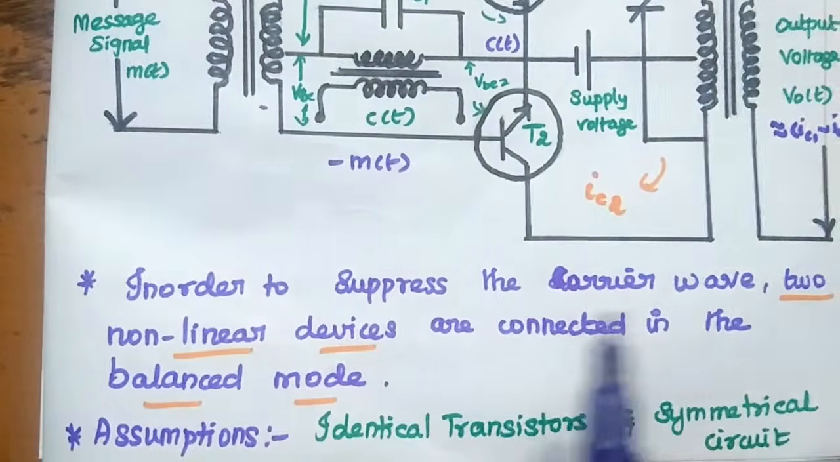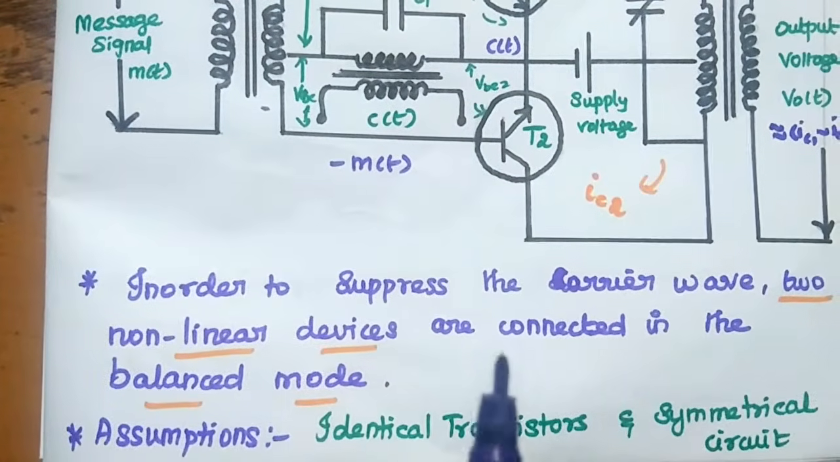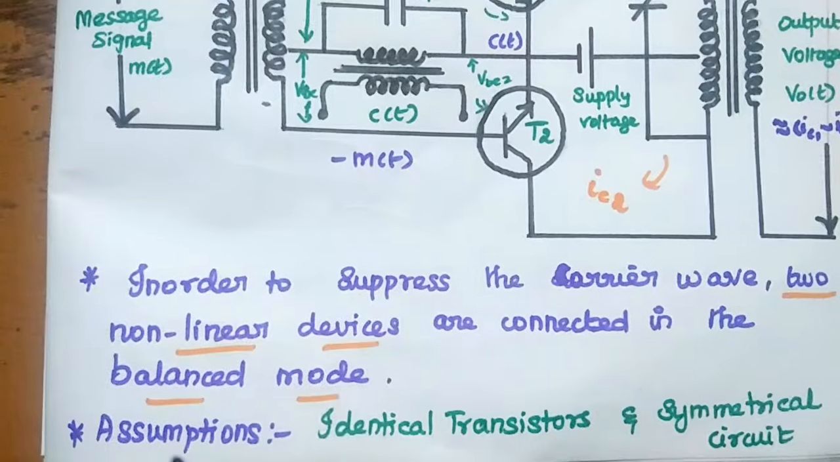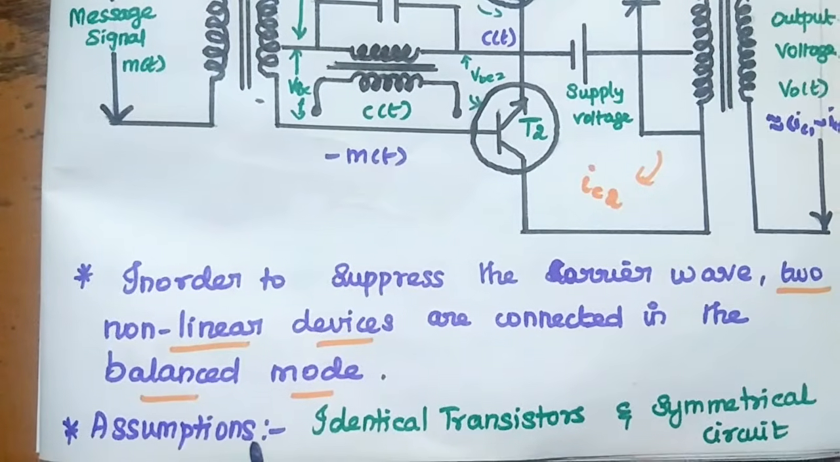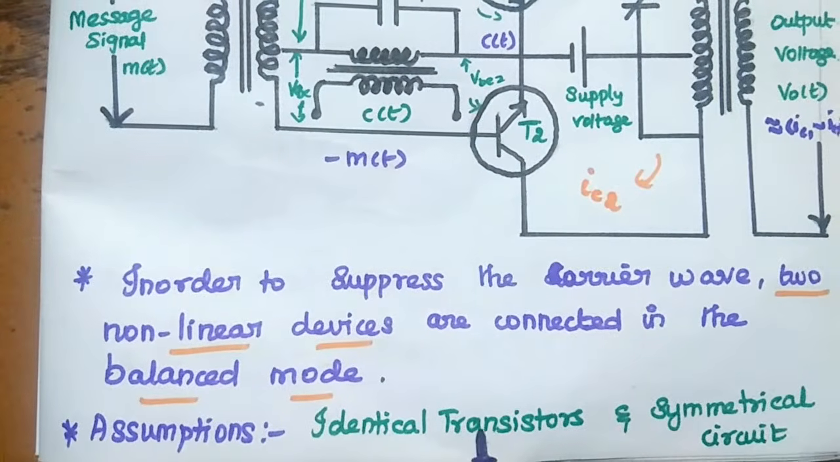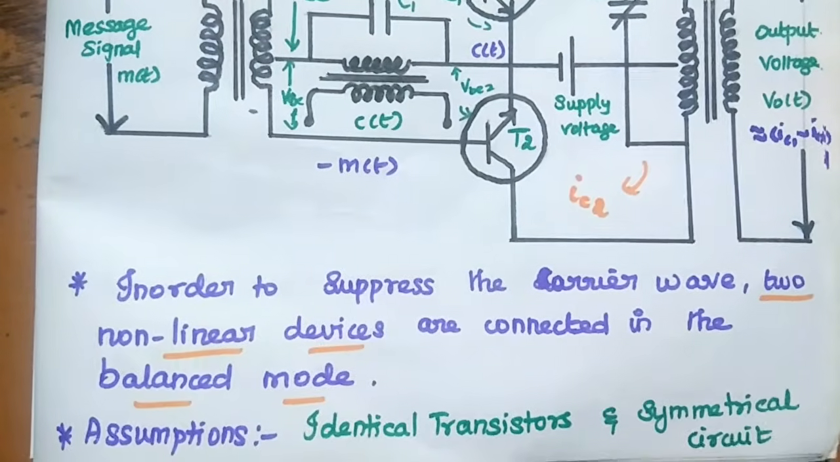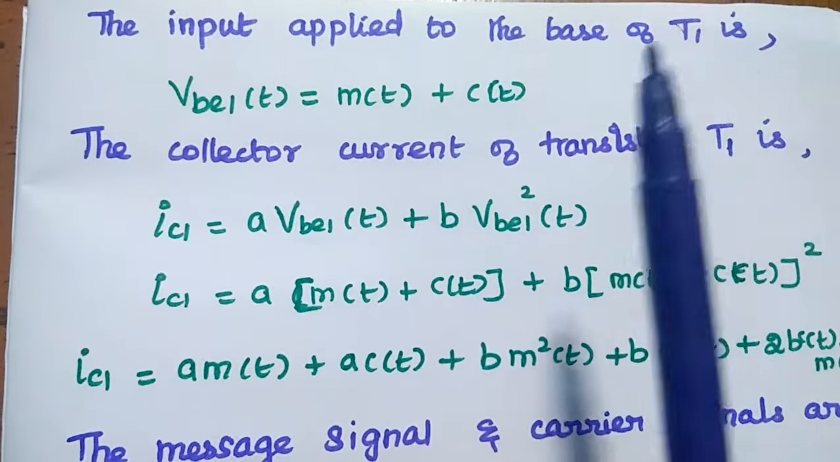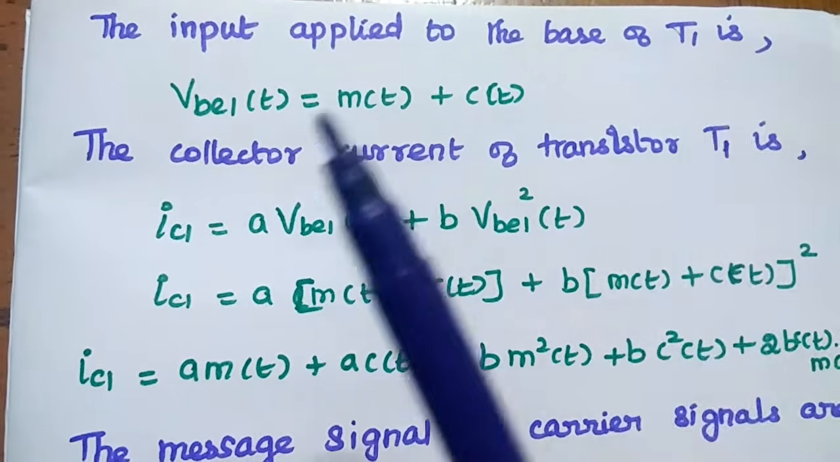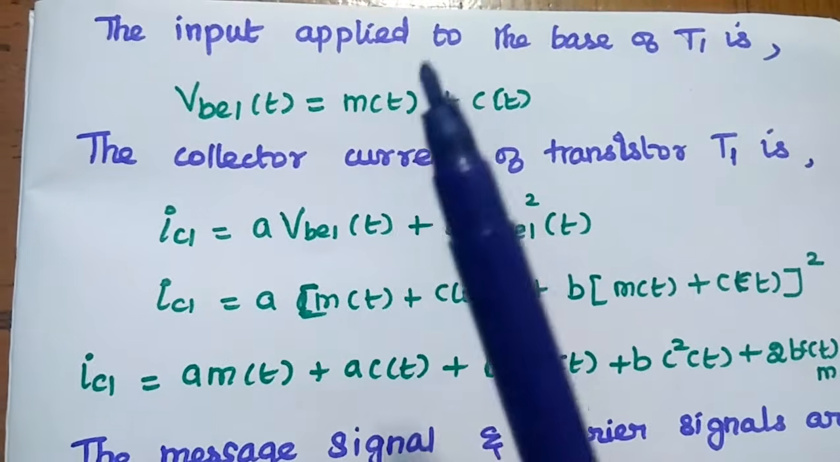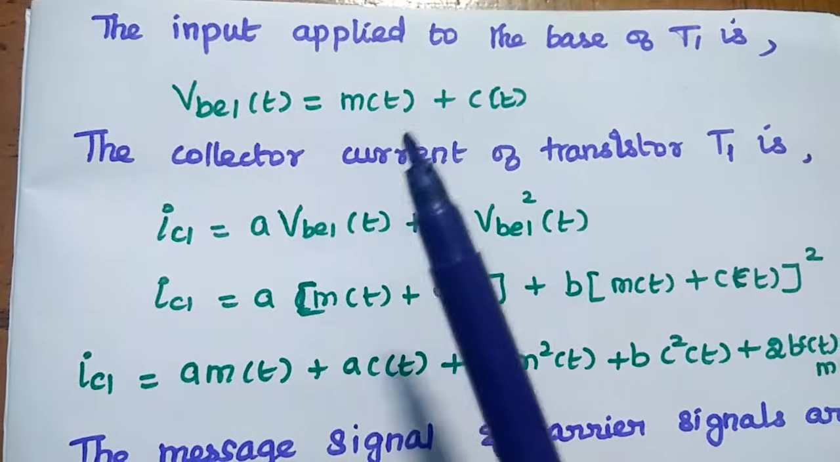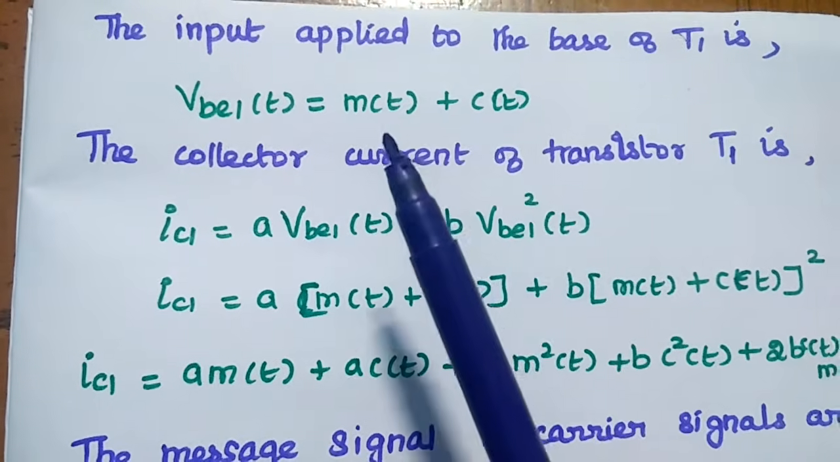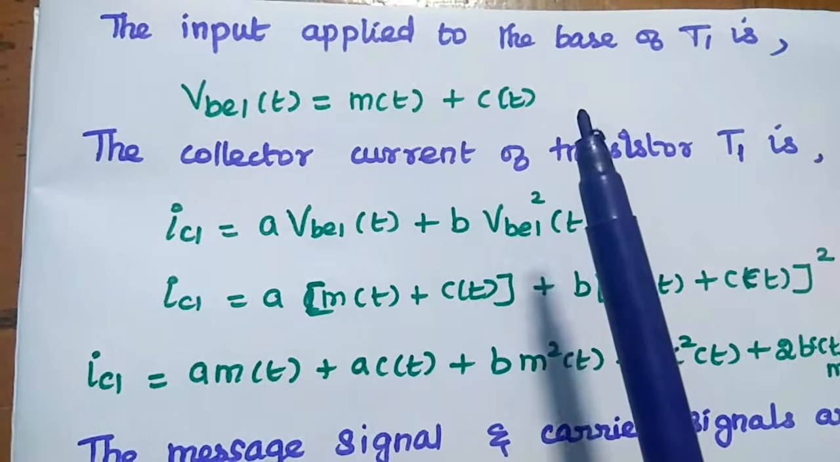In order to suppress the carrier wave, two nonlinear devices are connected in the balanced mode. Here we have to make two important assumptions. One is identical transistors and symmetrical circuit. The input voltage applied to the base of transistor 1 is VBE1 of t. It is the sum of modulating signal and the carrier signal. So here M of t plus C of t.